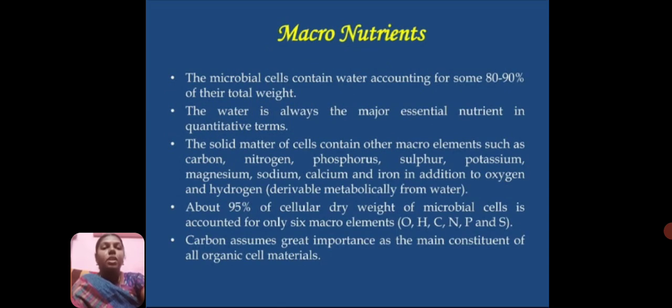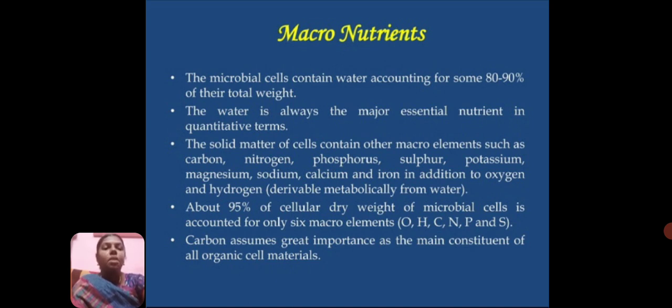Macronutrients. The microbial cells contain water accounting for some 80 to 90% of their total weight. Water is always the major essential nutrient in quantitative terms. The solid matter of cells contains other macro elements such as carbon, nitrogen, phosphorus, sulfur, potassium, magnesium, sodium, calcium and iron, in addition to oxygen and hydrogen for their growth. About 95% of the cellular dry weight of a microbial cell is accounted for by only 6 macro elements: oxygen, hydrogen, carbon, nitrogen, phosphorus and sulfur.